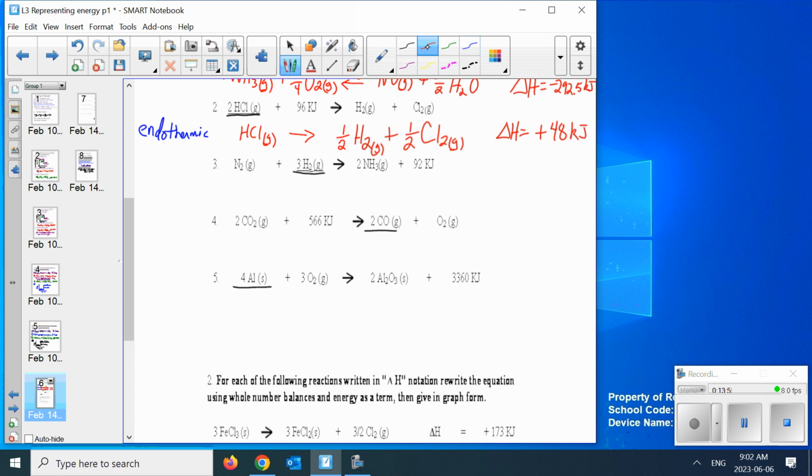So this time the hydrogen that was underlined has a 3 in front of it. So one group of N2 divided by 3 is the fraction 1/3. 3 divided by 3 is just one group of hydrogen. 2 divided by 3 is the fraction 2/3.